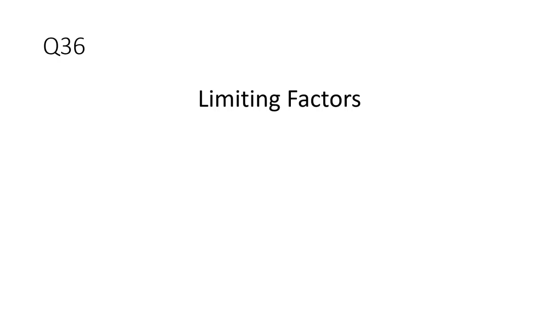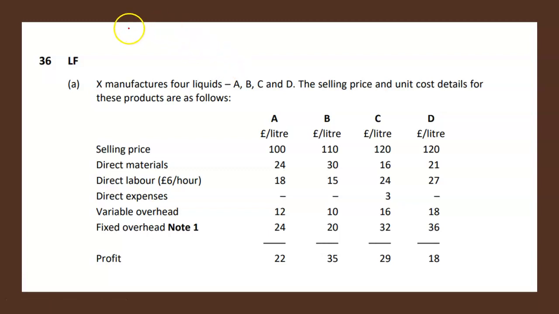Okay, limiting factors, question 36. So let's look at this. What we have here is a scenario, LF, and we're told these are your selling prices, and you have your direct materials and your fixed overhead. So I'm going to jump straight into it.